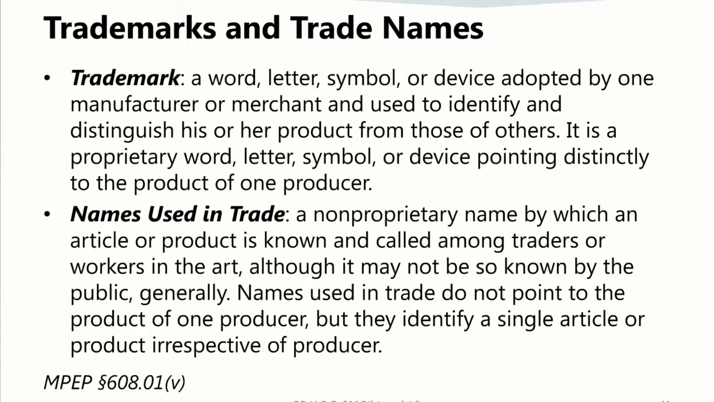A name used in trade is a non-proprietary name by which an article or product is known and called among traders or workers in the art, although it may not be so known by the public generally. Names used in trade do not point to the product of one producer, but they identify a single article or product irrespective of producer. A trademark or trade name is used to identify a source of goods, and not the goods themselves.